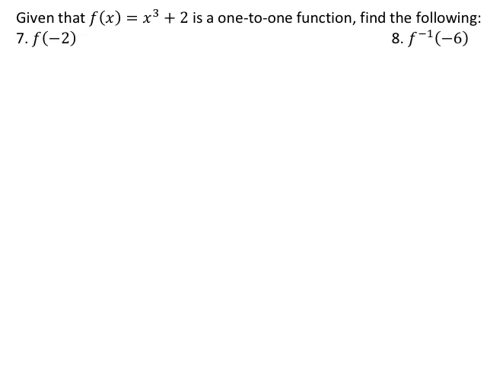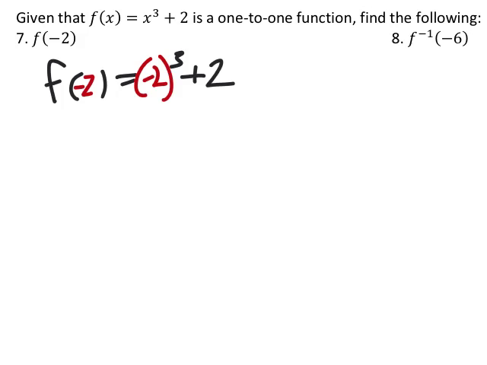Alright, on number 7, we can see that's f of negative 2. So again, I'm just going to use the same technique. I'll just show this, not that everyone needs to see this part, but the original function here is x cubed plus 2. And what I'll go ahead and do is replace this x with that negative 2, which is what we want. So that would be a negative 2 here.